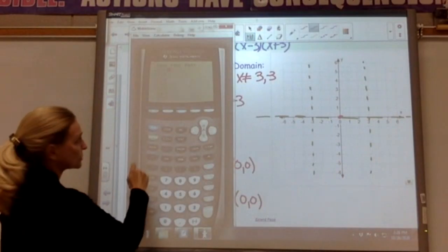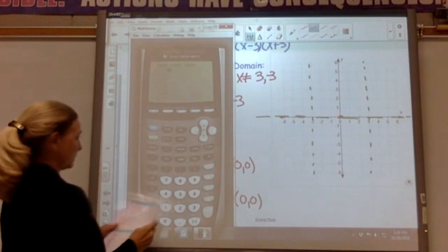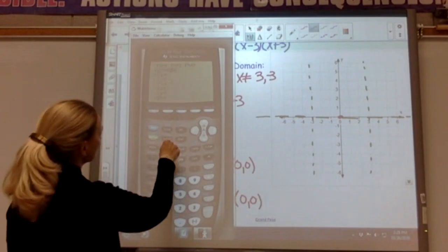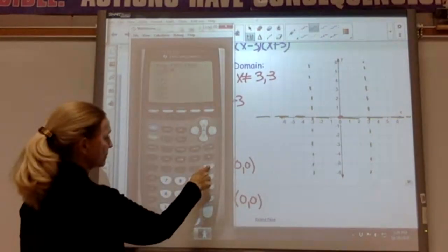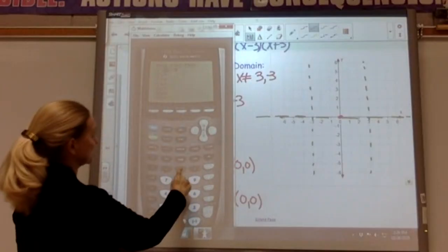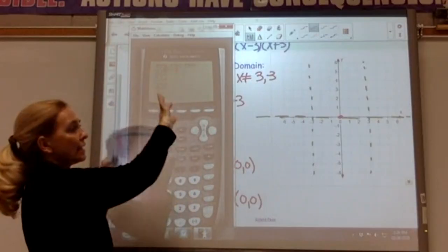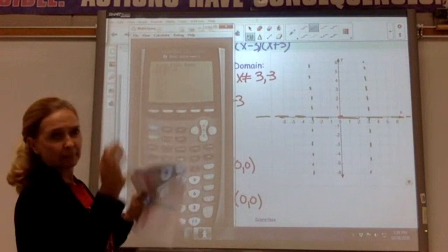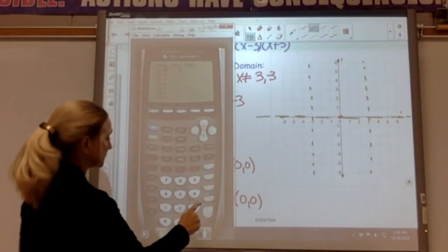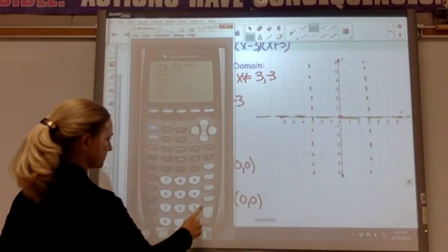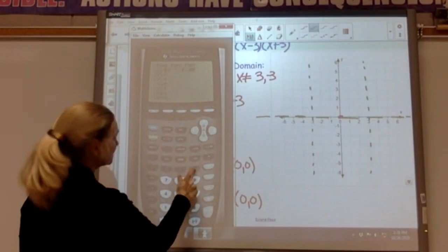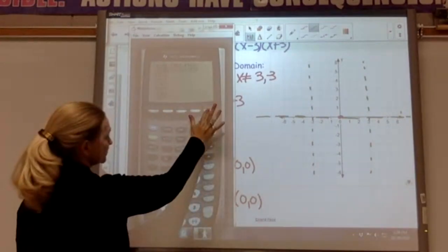I'm going to go to y equals, and I'm going to type in x, and then divided by, and you have to have the denominator in parentheses. If there was more stuff in the numerator, it had to be the numerator in parentheses divided by the denominator in parentheses. And so this is going to be parentheses x squared minus 9. Then I hit graph.